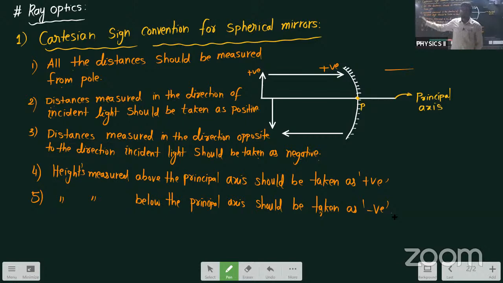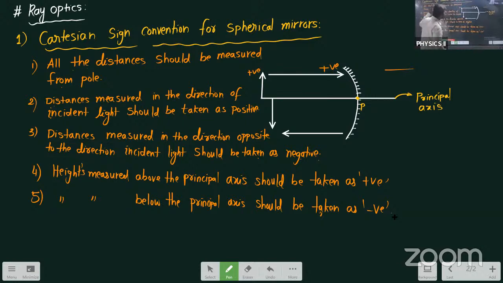So what are those sign conventions? What is the first convention? All the distances should be measured from the pole, and the distances measured along the axis of incident light should be taken as positive. The distances measured opposite to the direction of incident light should be taken as negative. And the height measured above the principal axis should be taken as positive. And the height measured below the principal axis should be taken as negative.